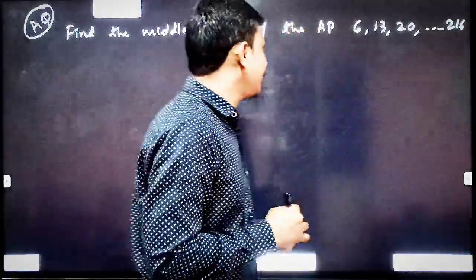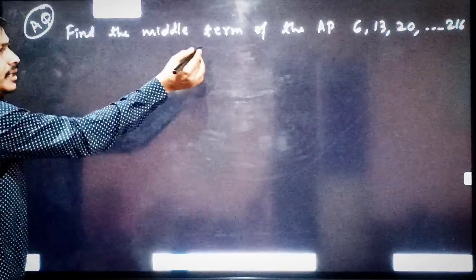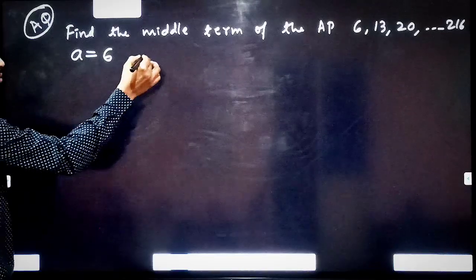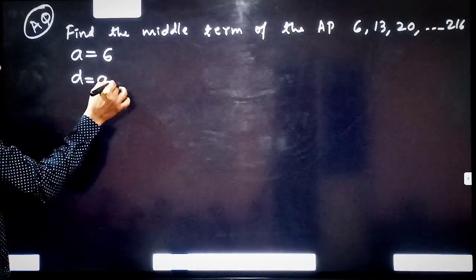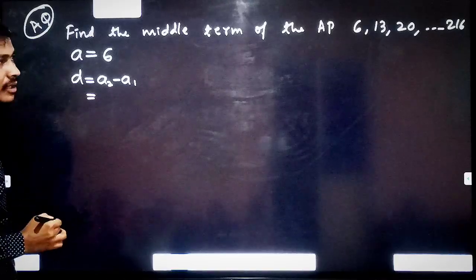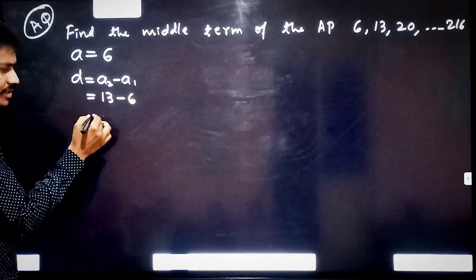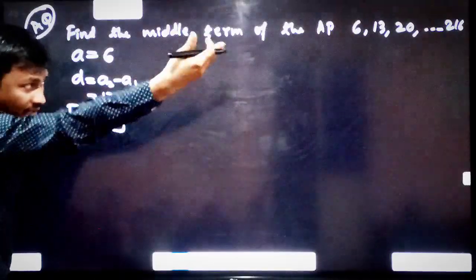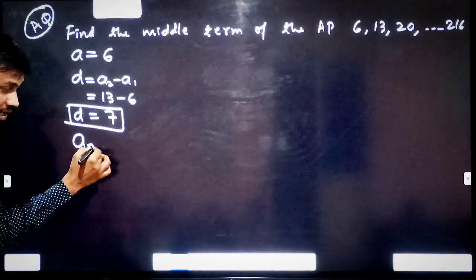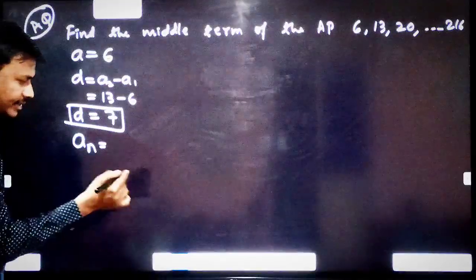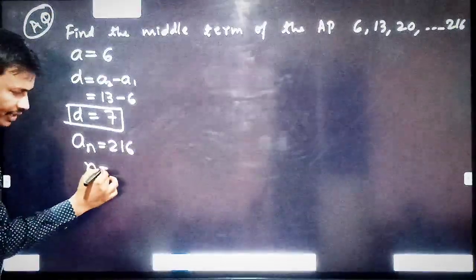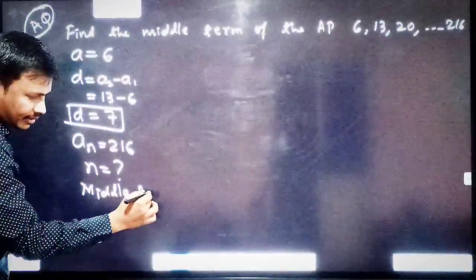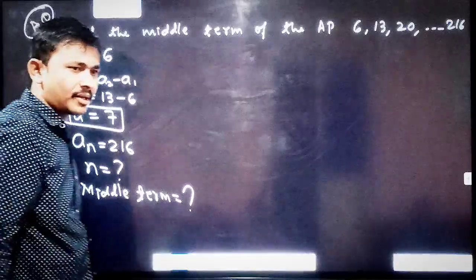First of all, what we need to find out? n value. Here what they have given, what is a? 6, the first one. What is common difference? D, A2 minus A1 with formula. What is 13 minus 6? What is D value? 7. We got D value. What is last term? 216. Last term is an, 216. What we need to find out? n is equal to question mark, and the middle term is equal to question mark.